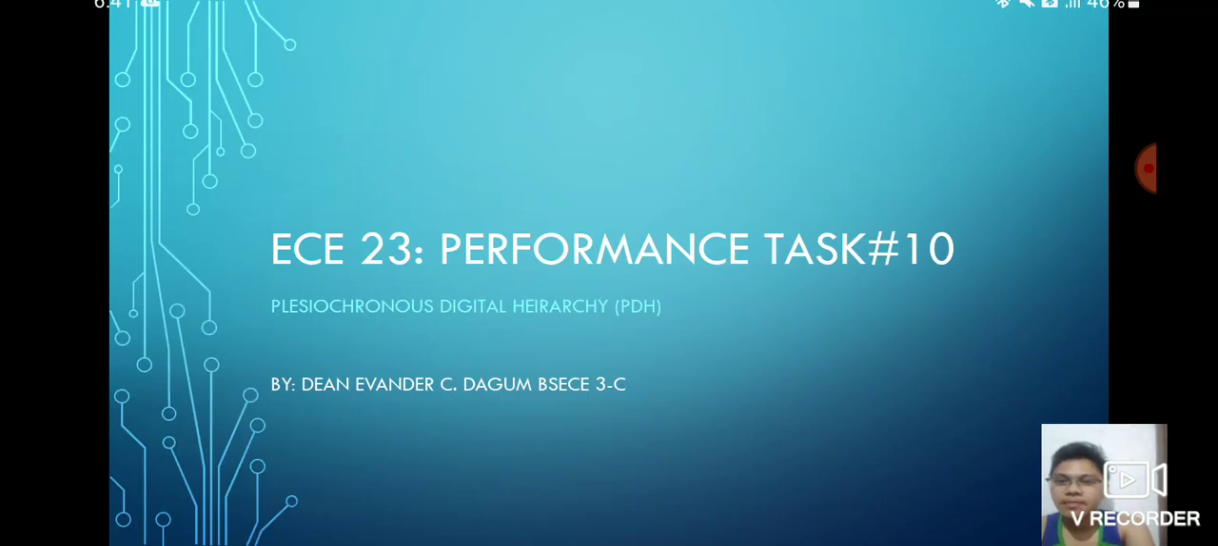Everyone, and this is ECE23 performance task number 10, which is the Plesiochronous Digital Hierarchy, or the PDH, under time division multiplexing. In this topic, I will show you the examples and the illustrations of Plesiochronous Digital Hierarchy, and we will also discuss the frame format and structure of the PDH.